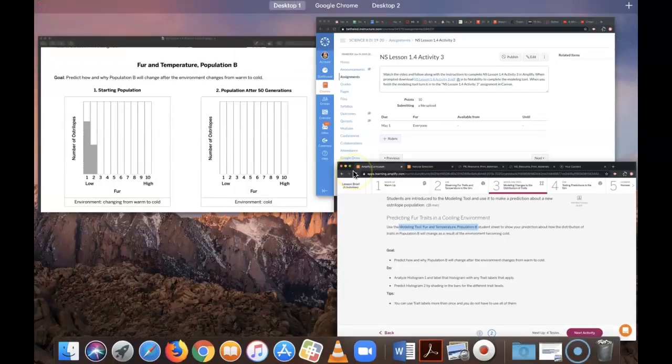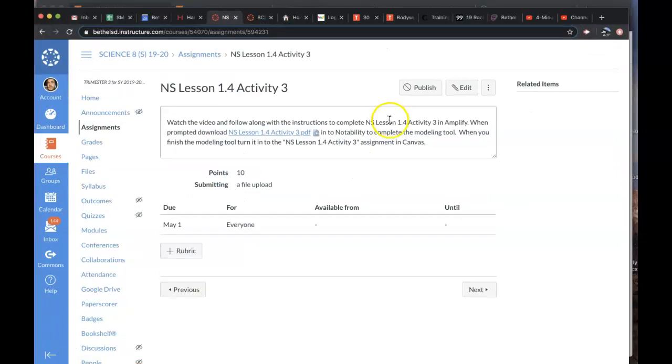To do that, you're just going to go to Canvas and you'll go to NS lesson 1.4 activity 3, which is probably where you already are. And as you can see, it says watch the video and follow along with the instructions to complete this in Amplify, and when prompted, download this into Notability. So you're going to click on this and send it to Notability, and then when you're done, you turn it back into Canvas.